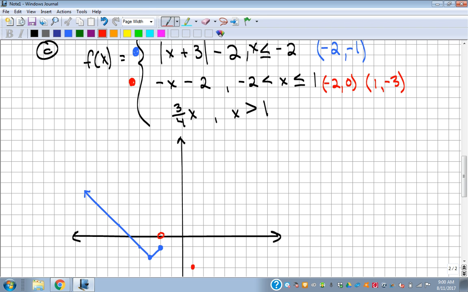Well, what's the equation? It's -x minus 2. What kind of equation is that? What form is it in? It's in slope-intercept form, so that means it has to be what kind? Straight line, linear. Okay, so that's a linear piece. So it's a straight line. Got to be able to recognize those things.